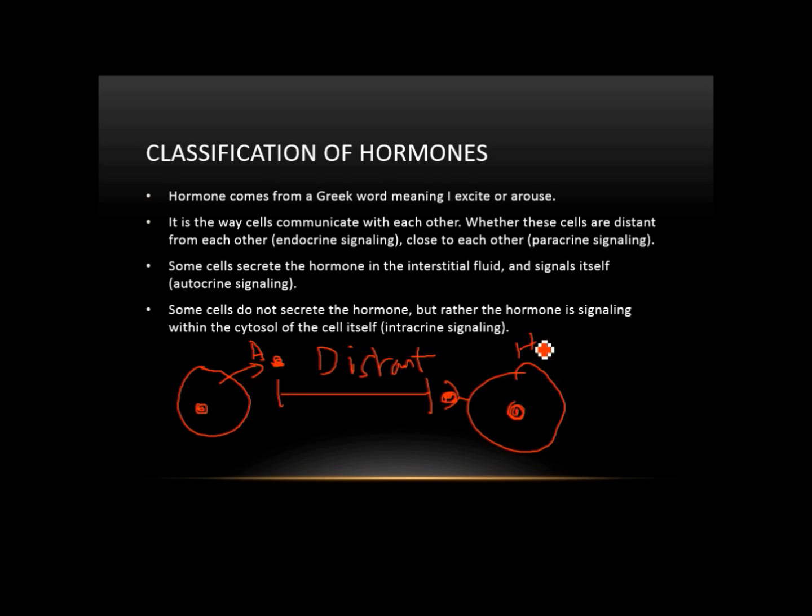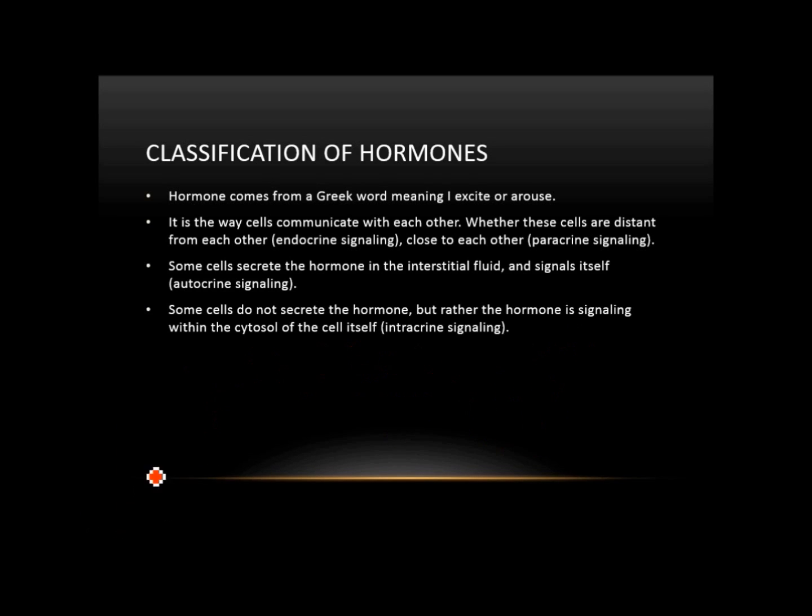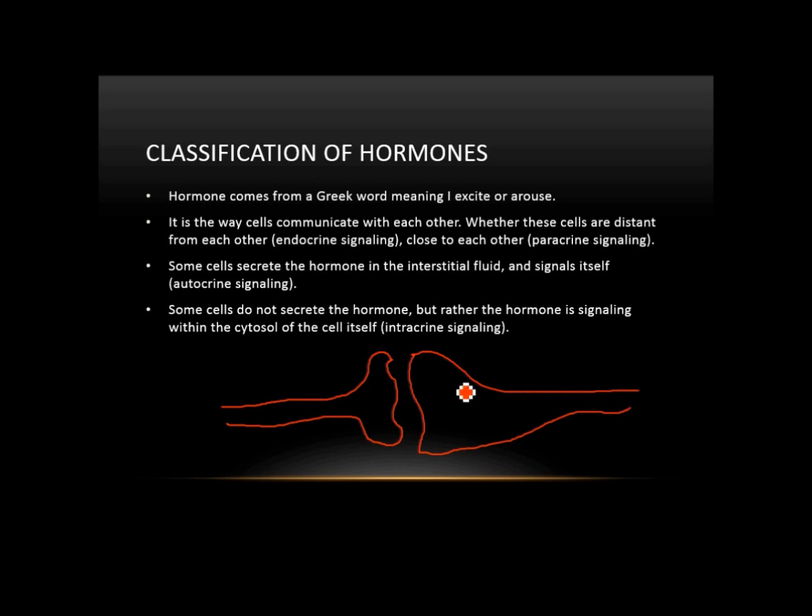However, in paracrine signaling, we're talking about neighboring cells. Let's talk about nerve synapses. They are very close to each other, so they secrete the hormone, the neurotransmitter, and the next dendrite or next neuron receives it. So it's called synaptic signaling. It is also a form of paracrine signaling.